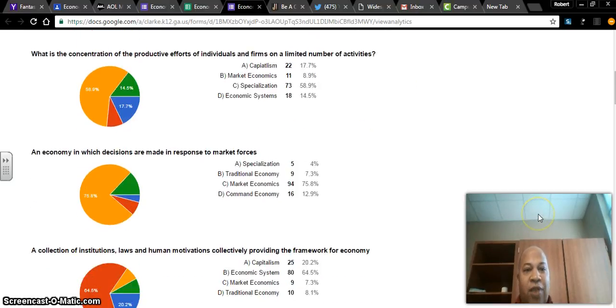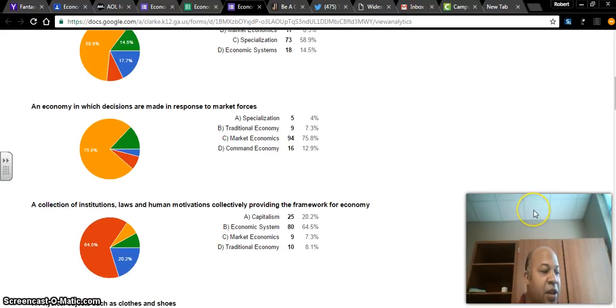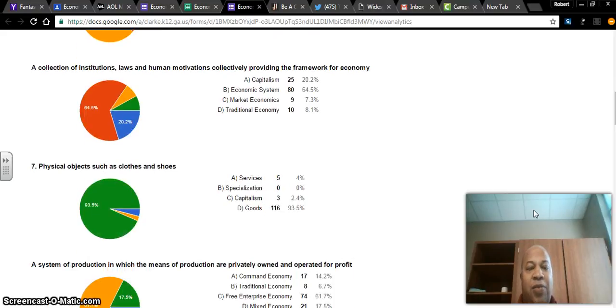What is the concentration of the productive efforts of individual firms located at number of activities? Again, that's specialization. Going back to unit one. In an economy in which decisions are made primarily by market forces, definitely you see market forces, market economics. Make sure 94 people got that right. And again, if you're at 16, 9, 5, sorry, you were just guessing again. A collection of institutions, laws and human motivations collectively providing the framework for an economy is an economic system. Hello, I mean, that's what the whole class is about, okay? Some of you, again, are just guessing.